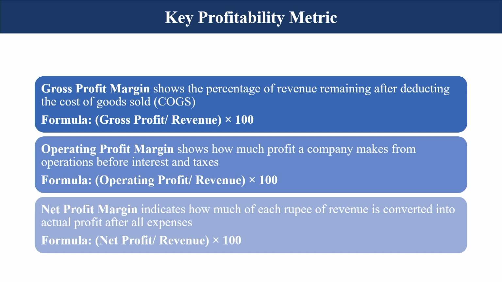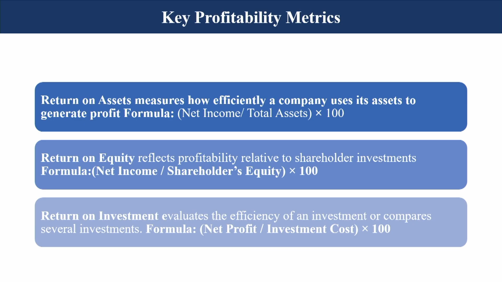Now, we will look into the metrics of returns. So, we will talk about three metrics of return. One is return on asset, another one is return on equity, and the third one is return on investment. Return on asset measures the asset efficiency. Formula wise, it is net income divided by total asset multiplied by 100.